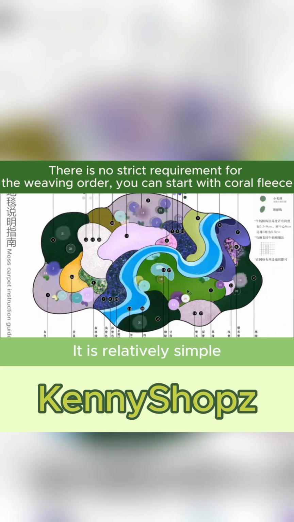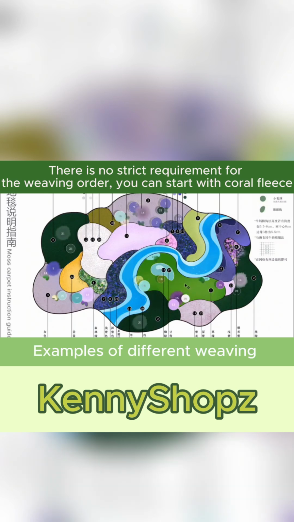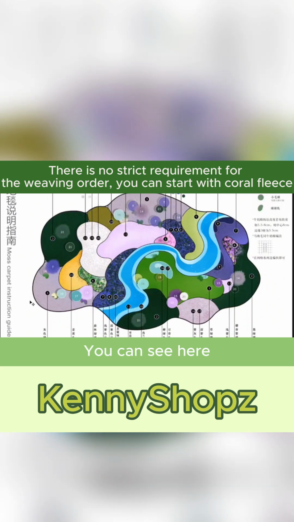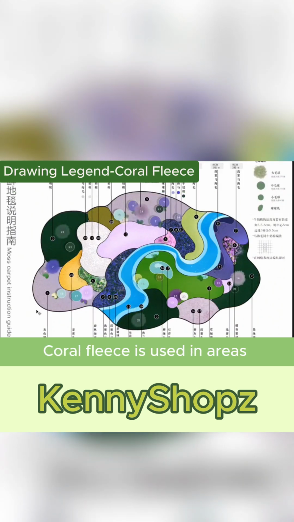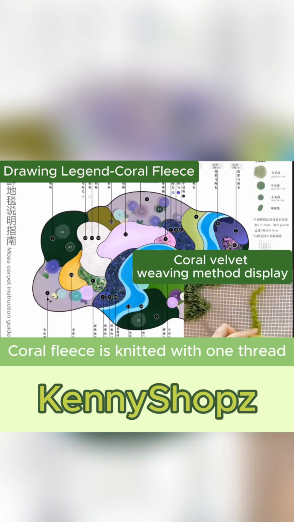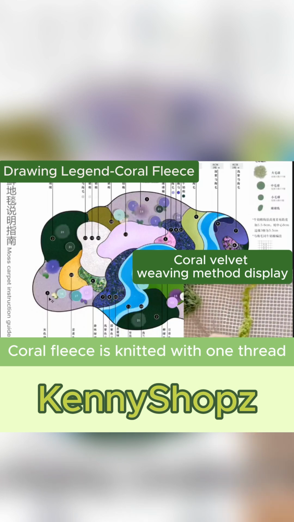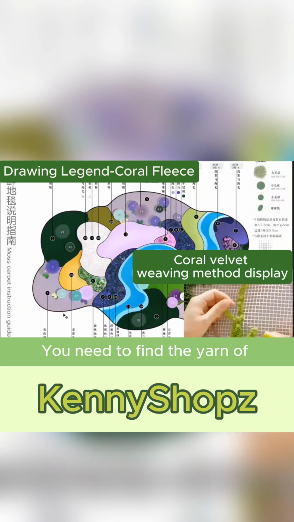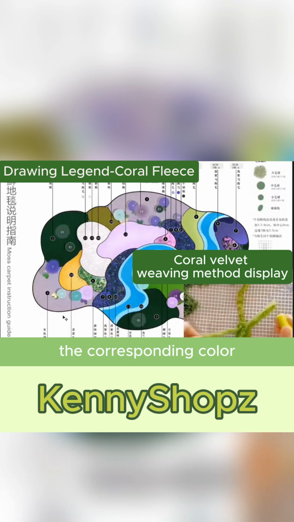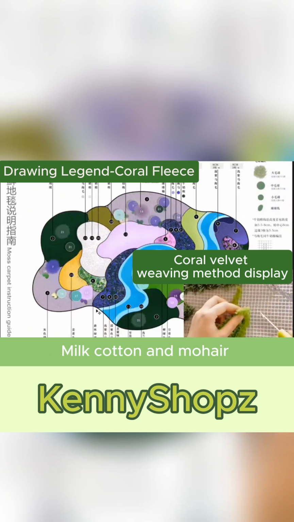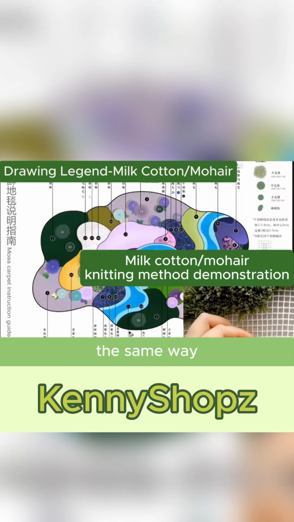It is relatively simple. Next, I will explain examples of different weaving methods on the drawing and how to check the drawing. You can see here. Coral fleece is used in areas 2 and 3 on the drawing. Coral fleece is knitted with 1 thread. You need to find the yarn of the corresponding color. Milk cotton and mohair are knitted in the same way.